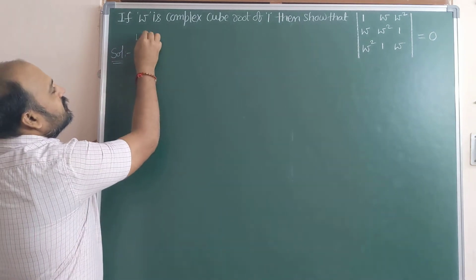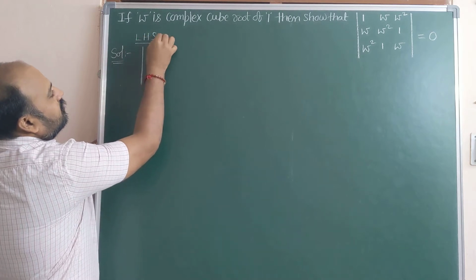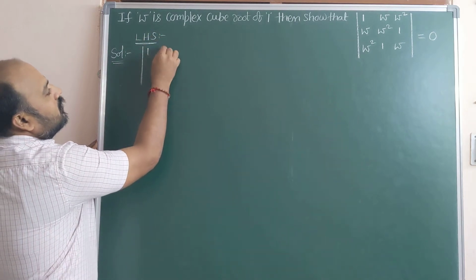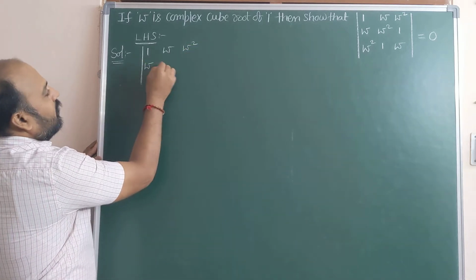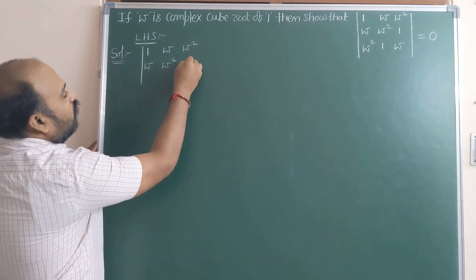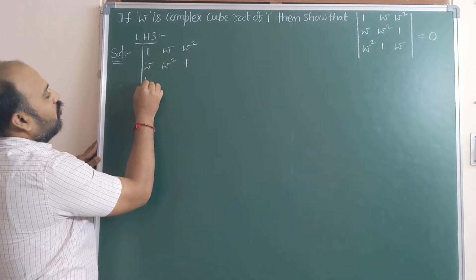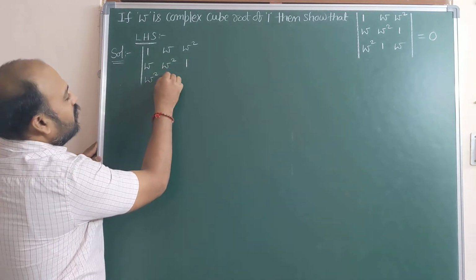So consider LHS: indirectly it is 1, omega, omega square; omega, omega square, 1; omega square, 1, omega.